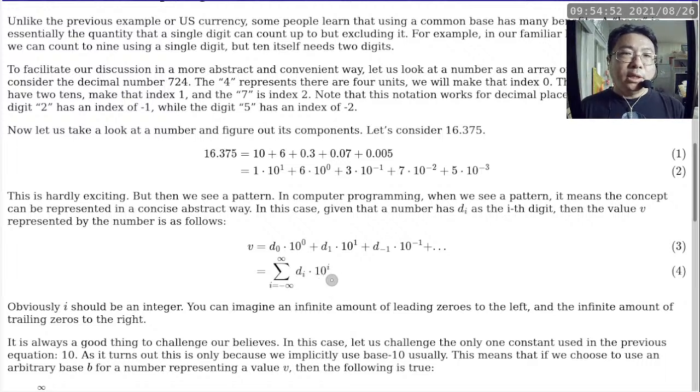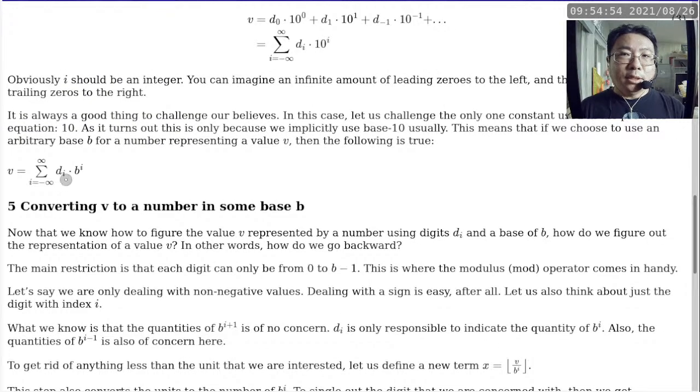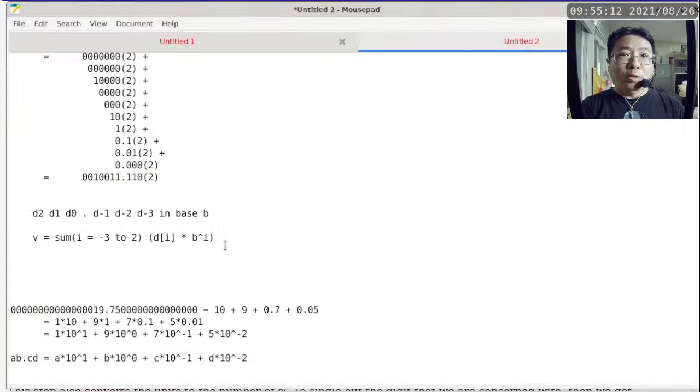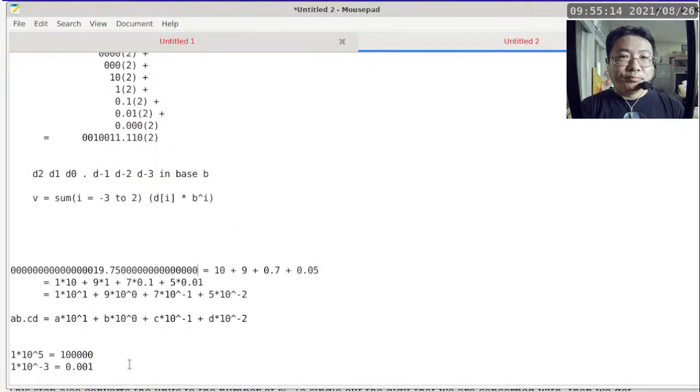What if we are dealing with some other bases? Well, then the equation becomes like this. So b is just a placeholder of whatever base we choose to use. All right? So now let's go ahead and take a look at some really strange base that we probably do not want to use in general.